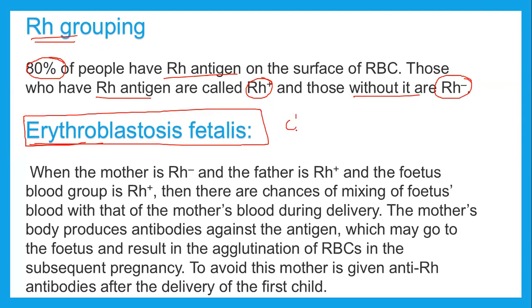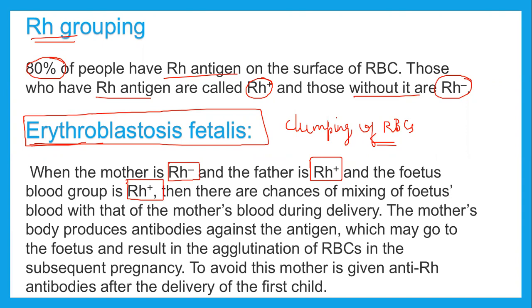Clumping of RBC of the mother or the fetus during pregnancy time. A very important condition; questions may come from this unit, from this topic. So the condition is the mother is RH negative and the father is RH positive. The fetus can sometimes be RH positive or RH negative.